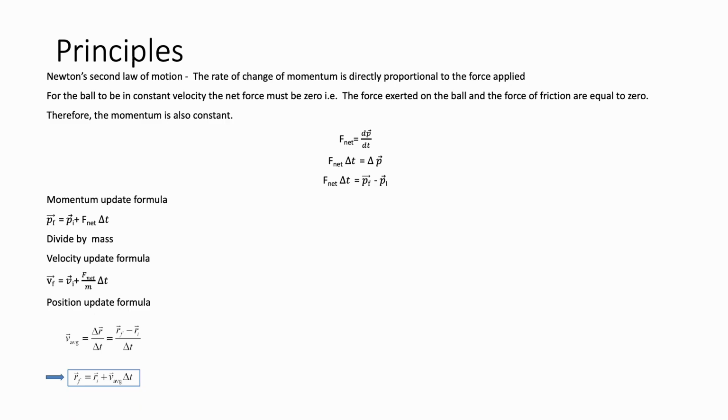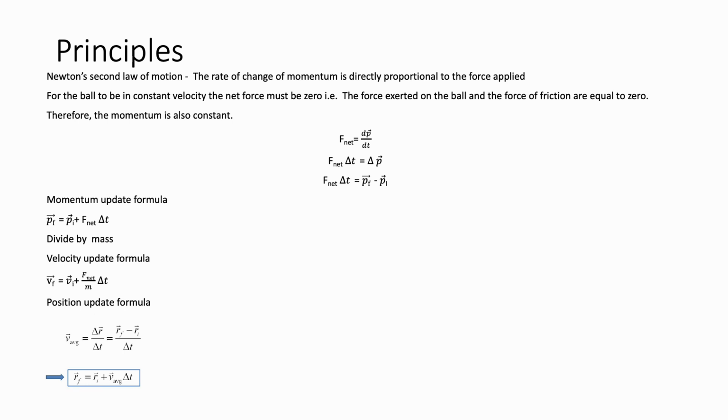The principles used in this video are Newton's second law of motion, which is that the rate of change of momentum is directly proportional to the force applied. So for the ball to be in constant velocity, the net force must be zero, which means that the force exerted on the ball and the force of friction sum to zero. Therefore, the momentum is also constant. So if we look at the equation over here, the net force is equal to delta P by delta T.